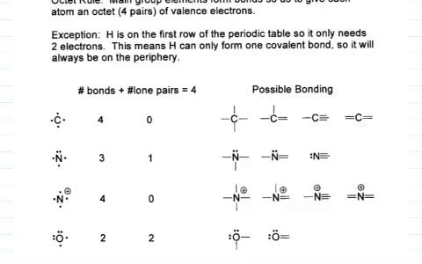Nitrogen, on the other hand, needs 3 bonds and 1 lone pair. So the possible bondings for nitrogen are 3 single bonds and a lone pair, 1 single bond, 1 double bond, and 1 lone pair, or 1 triple bond and 1 lone pair. Now nitrogen can have a positive charge. Why? Well, nitrogen is normally electropositive, so it prefers to be a cation.